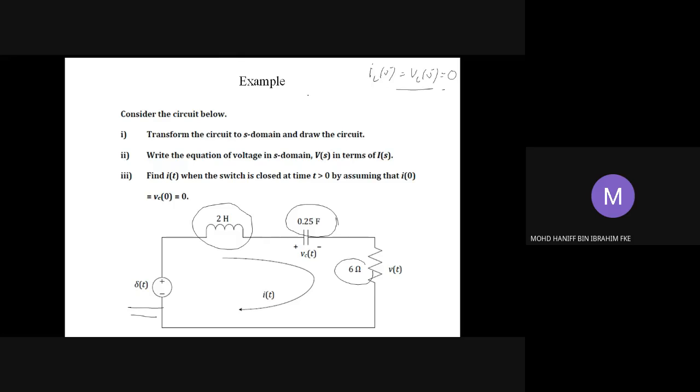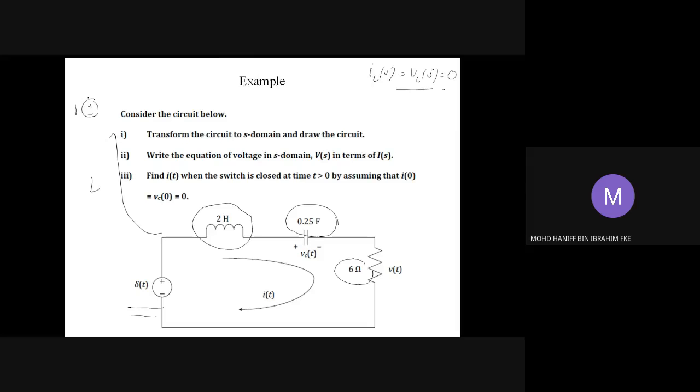So we can simply proceed with the circuit transformation to the S domain. The delta(t), which is an impulse, shall now be transformed. The transformation of delta(t) will simply be 1. You can refer to the notes. When we transform the impulse function delta(t) into the S domain, it results in 1.